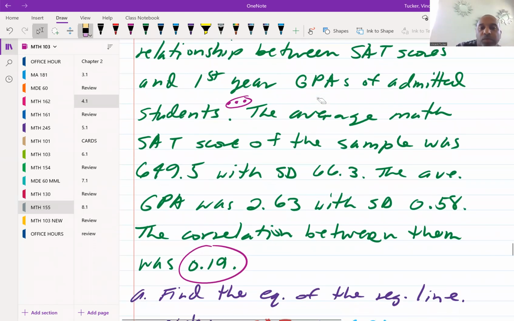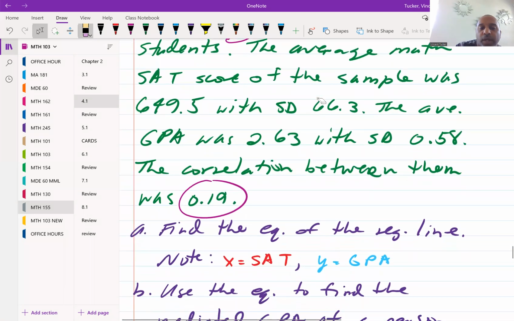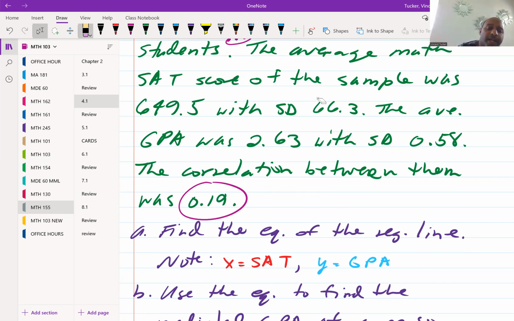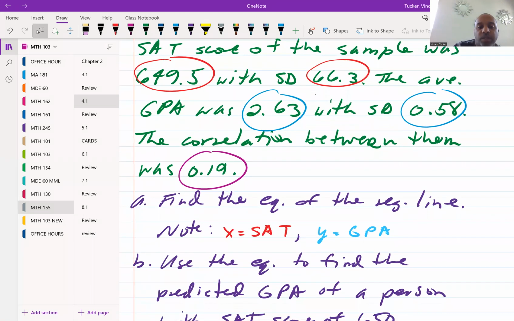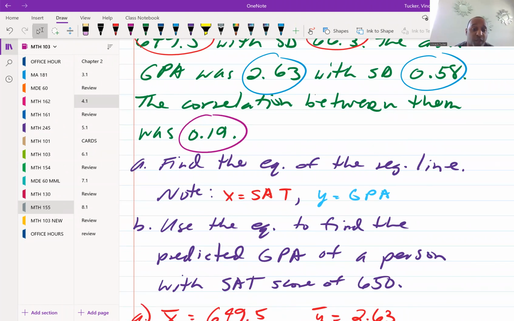All right, scrolling up. And so in A, it says find the equation of the regression line, and they gave us that the SAT was X and the GPA was Y. So once again, I'm going to give you a strict comparison between your explanatory variable and your response variable, what it actually means. But at this moment, they hadn't gone into that yet. So they said X is your SAT, Y is your GPA. That's why I had the red circles over these two. Those were your SAT information, and then here was your GPA information. So they actually told us that. Then they tell us to use the equation to find the predicted GPA of a person with an SAT of 650.